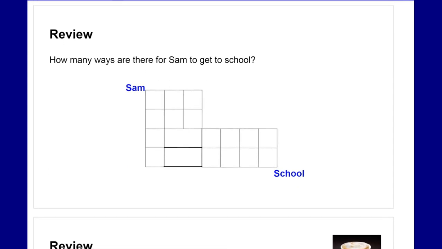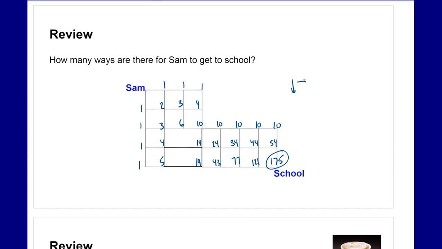Before we get into it, let's do a little bit of review of some of the things we've looked at so far. How many ways are there for Sam to get to school? This is an application of combinations looking at Pascal's triangle. I'm just going to go through and quickly come up with the answer. If you want, you can pause the video and try this before I come up with the answer. I'm going to use the magic of technology to input the answer. There are 175 ways for Sam to get to school. Again, we're assuming that we're only going south and east, or down and to the right, based on this map.